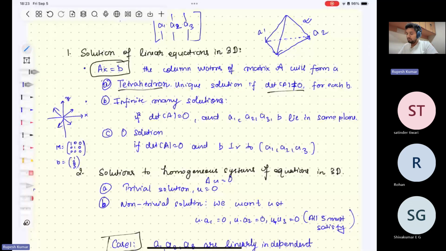So let's start from here. Now the second case, option B, says we can have infinitely many solutions. Let's see geometrically when it happens. Let's say we consider this basic case. Let me just get more space here. I don't have space here.